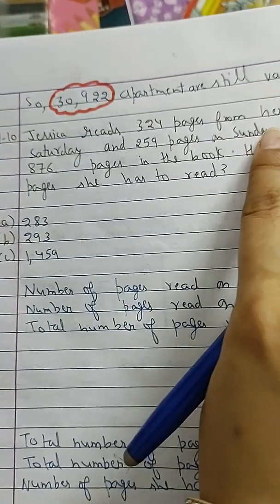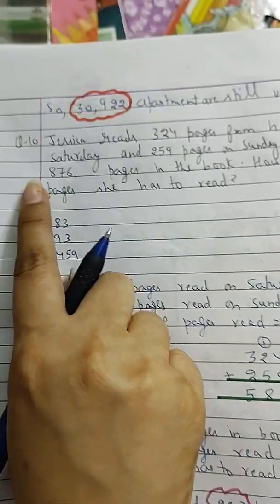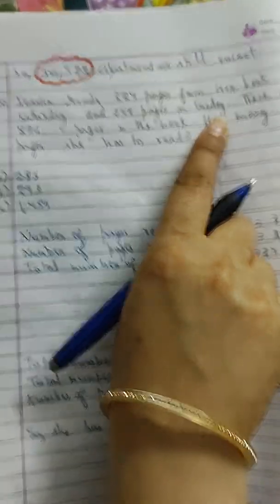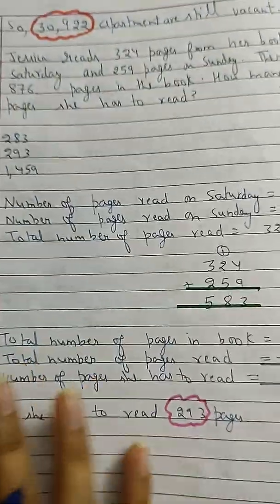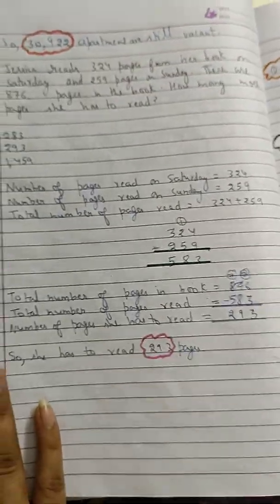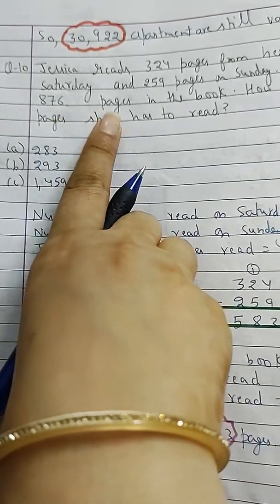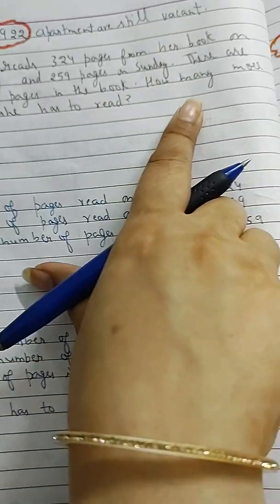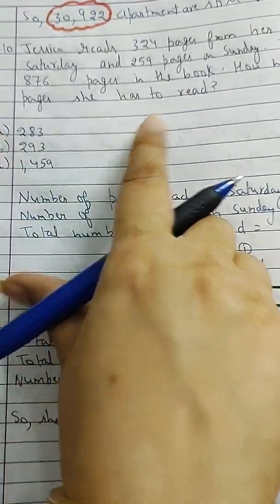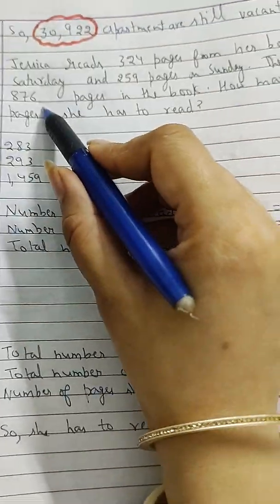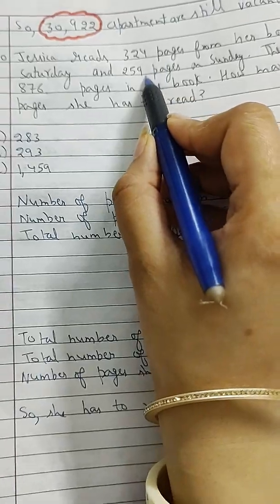Jessica reads 324 pages from her book on Saturday and 259 pages on Sunday. So you have to be very careful that sometimes I can give you questions in which you have to do addition and subtraction both. Okay, so you have to read the question properly. There are 876 pages in the book. How many more pages does she have to read? So firstly, this many pages she has already read, so 324 and 259.